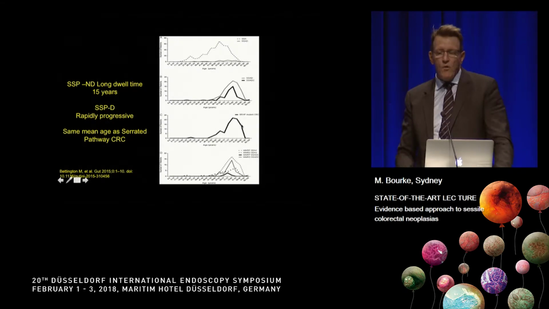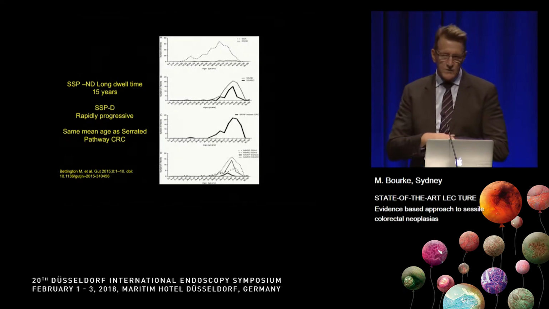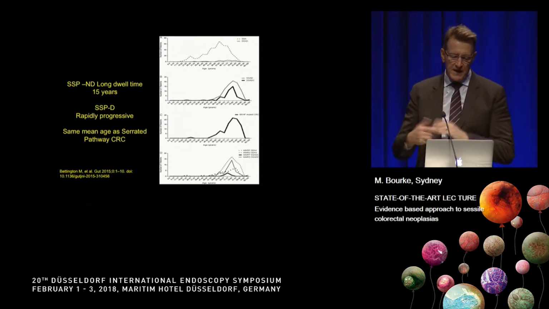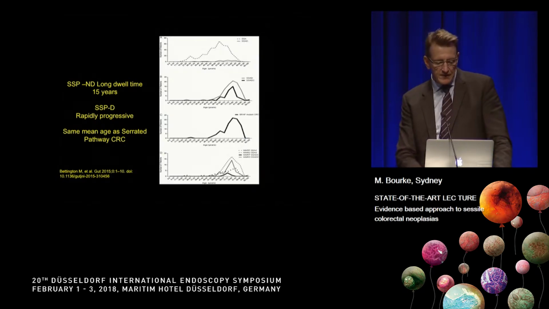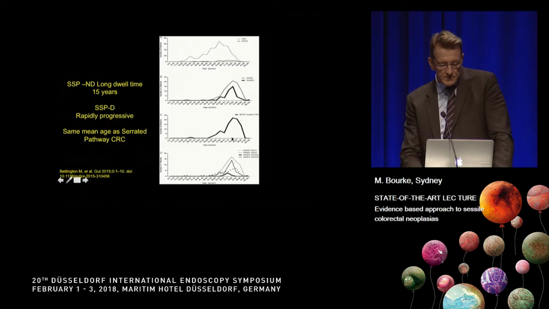And why are these patients at risk of interval cancer, and why are serrated lesions with dysplasia perhaps one of the main causes of interval cancer, aside from failed detection? It's because these lesions are rapidly progressive. This is an excellent study published in Gut from Bettington and colleagues in Brisbane.